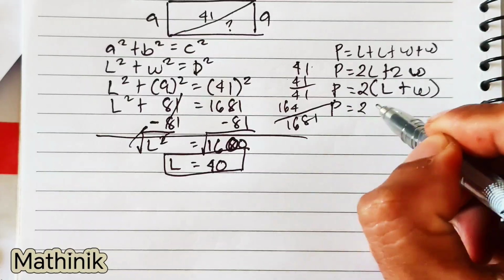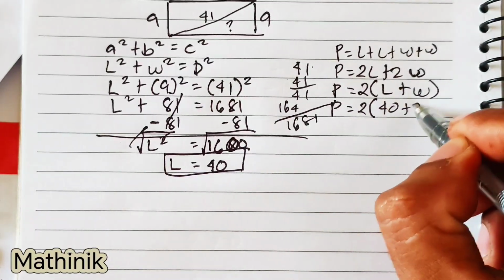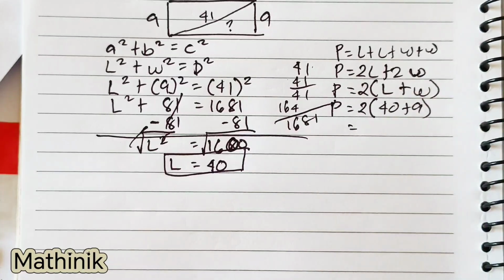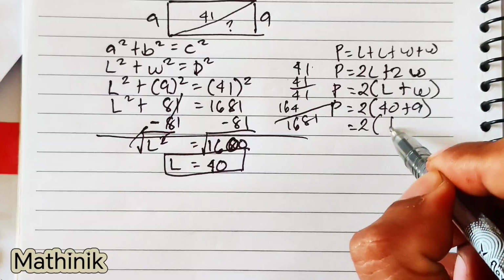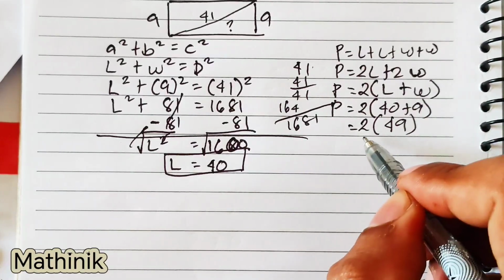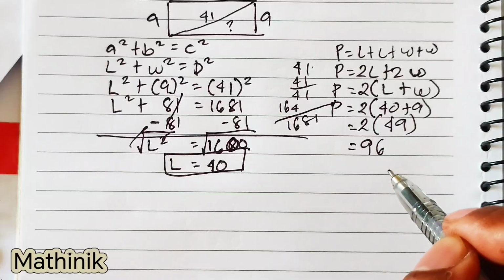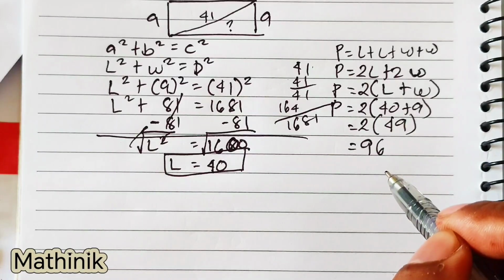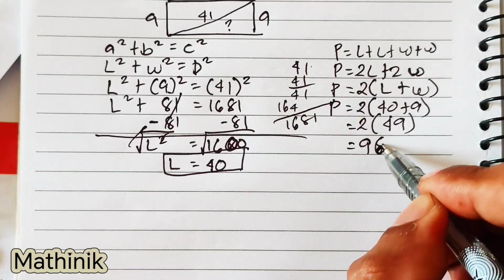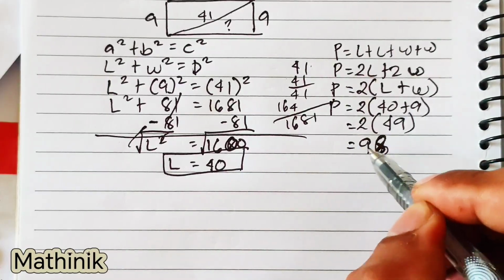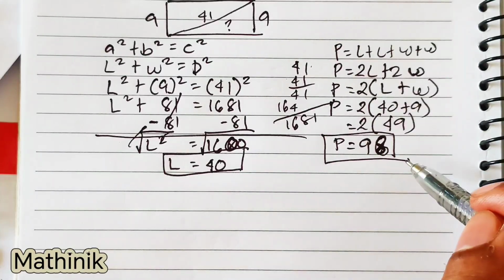So perimeter is equal to 2 times our length, which is 40, plus our width, which is 9. Next, 40 plus 9 is 49. And 49 times 2 is equal to 98. Okay. So therefore, the perimeter is 98.